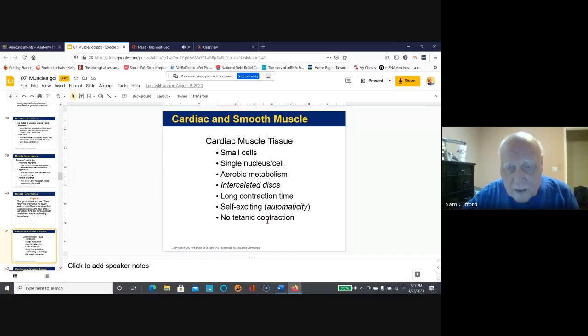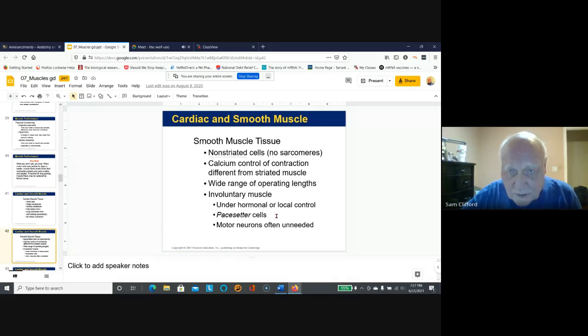There's no tetanic contraction or you die. So if you go into tetany in a muscle, your heart stops beating. And you'll have to be shocked to restore the heart to a rhythmic, step-by-step beating. Smooth muscles are non-striated. They're under hormonal control throughout your gut and blood vessels. Those are smooth muscle.